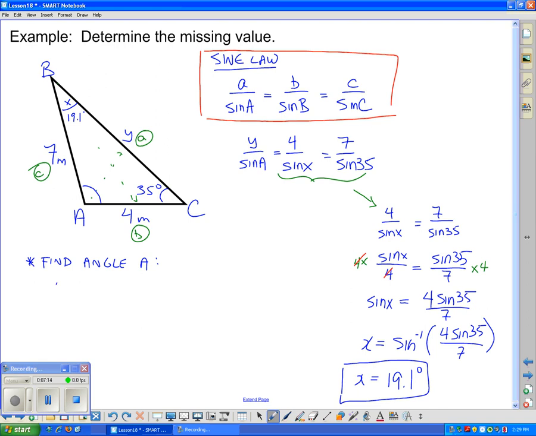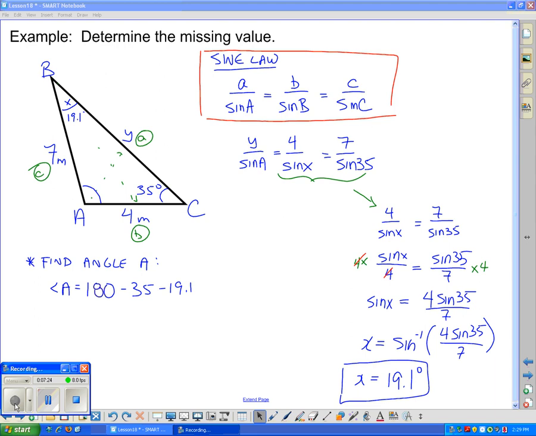So the missing angle, angle A, is equal to 180 degrees in the triangle, take away 35, take away 19.1, and you get 125.9. So now I know that angle is 125.9.